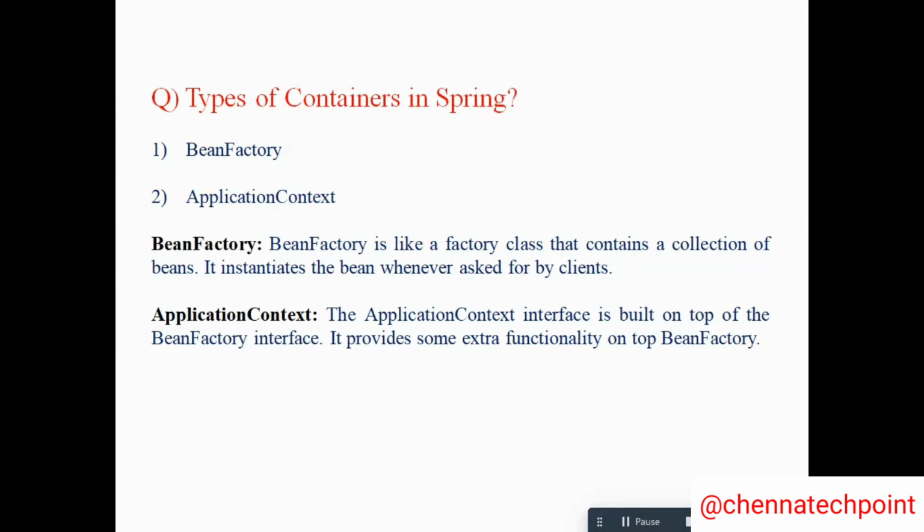Types of containers in Spring. These are the two types of container. First one, bean factory. Second one, application context. Bean factory is like a factory class that contains the collection of beans. Application context interface is built on top of the bean factory interface. Application context has the bean factory features, and apart from it, it provides extra functionality on top of the bean factory.